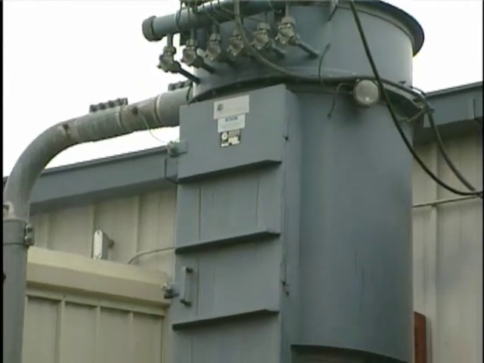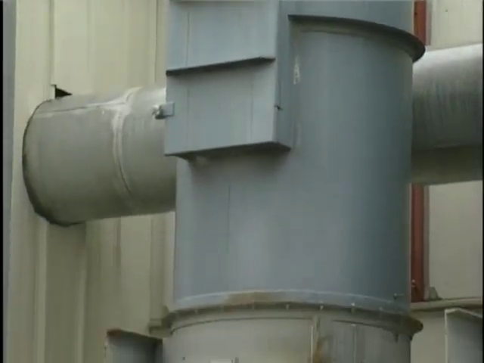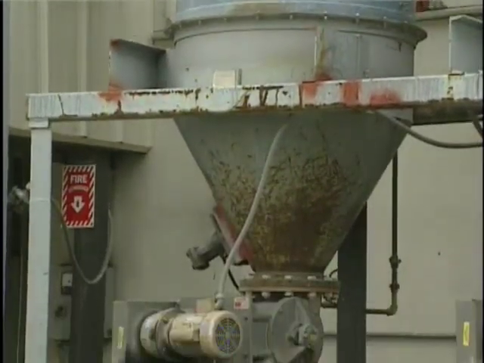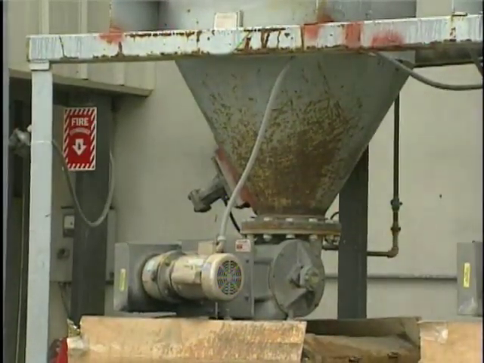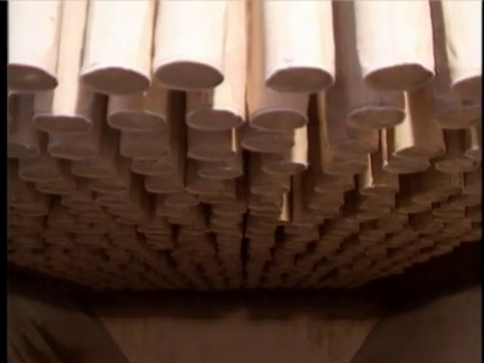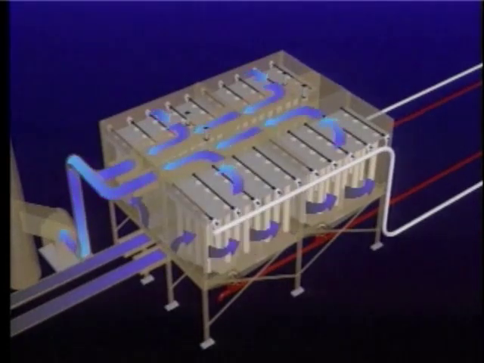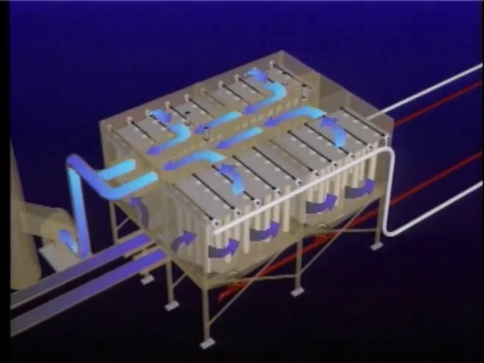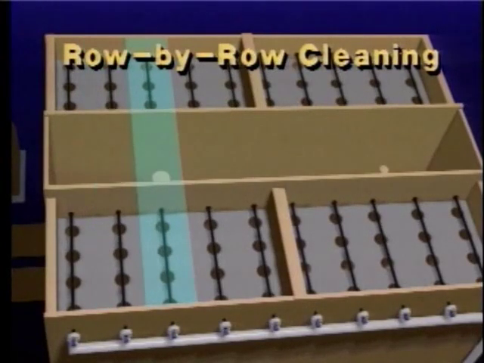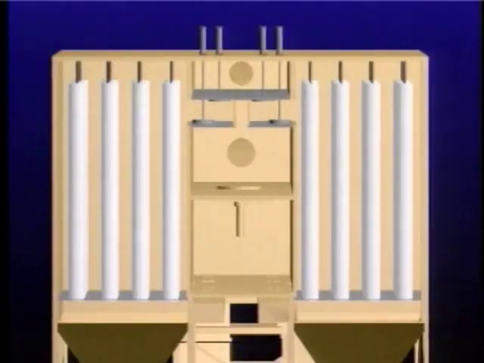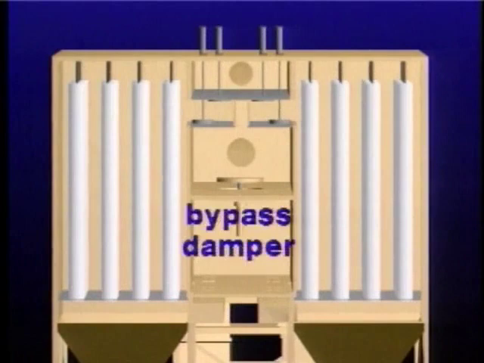The timing, duration, and severity of opacity spikes should also be evaluated. A decrease in opacity when a specific compartment is offline usually indicates a failed bag in that compartment. If opacity spikes occur consistently as each compartment is brought online after cleaning, overcleaning of the bags may be a problem. For pulse jet collectors, an opacity spike that occurs when a specific row is cleaned usually indicates holes in one or more of the bags in that row. An average opacity that is consistently above the baseline value may indicate a leaking bypass damper.